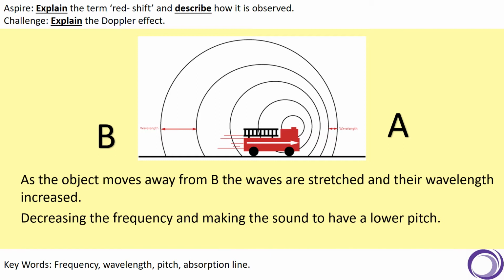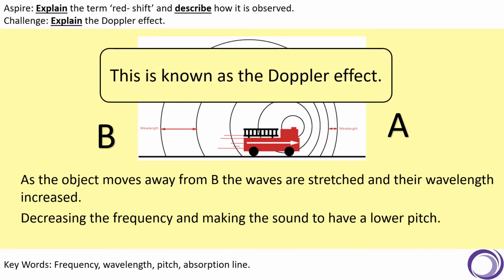You do need the fire engine to be going fairly quick. The speed of sound is about 330 meters per second in air. So you do need it to be going relatively quick. If it's going very, very slow, it's not an effect that you'd notice. And this is also true when we look at the Doppler effect with light shortly.